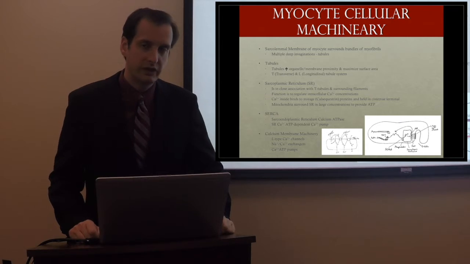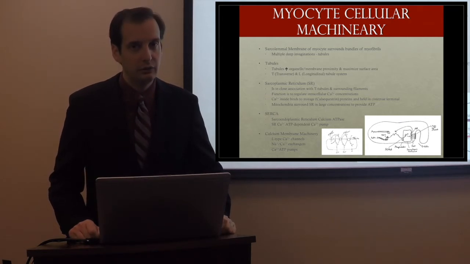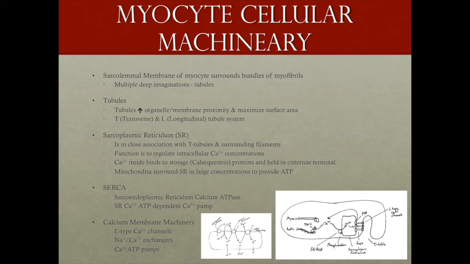At this point, we've now discussed the basic functional contractile unit of the myocyte, and we need to take a look at the rest of the cellular machinery, which will be responsible for activating this functional unit. Your sarcolemma membrane of the myocyte surrounds the bundles of myofibrils, and within this membrane there are very deep invaginations which increase the surface area of the membrane and expose more of the cell and more of the intracellular portions of the cell to the extracellular environment. And these deep invaginations are called tubules.